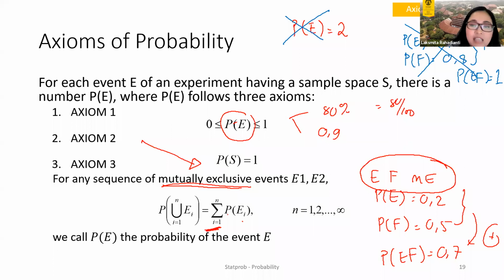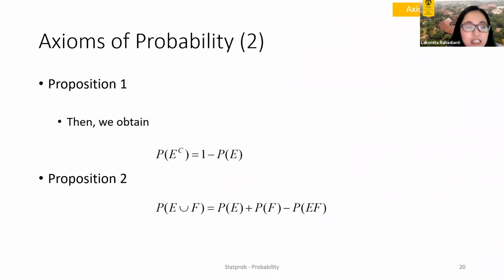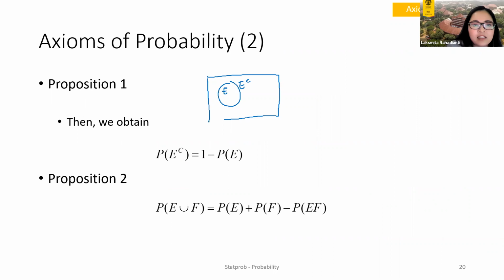So based on these axioms, we then have additional propositions. We have two different propositions that come up. In this case, when I'm considering a certain event E, recall that this is E inside and this is E complement outside. I know that P(E complement) will be 1 minus P(E), because don't forget that the probability of the entire sample space equals 1. So we can do 1 minus P(E).